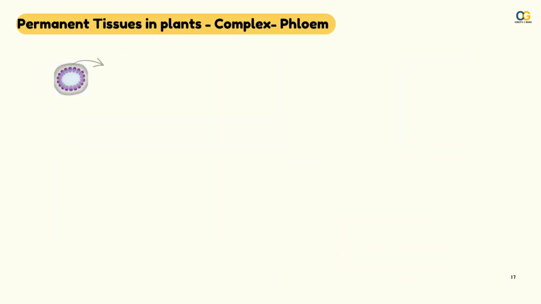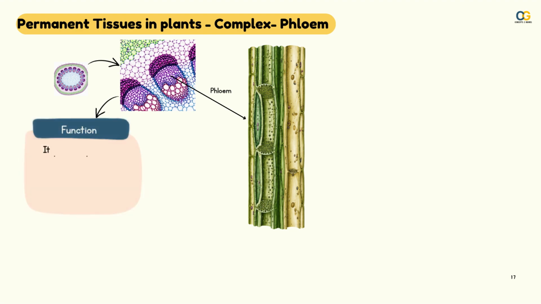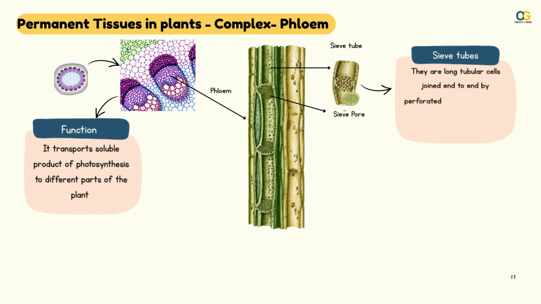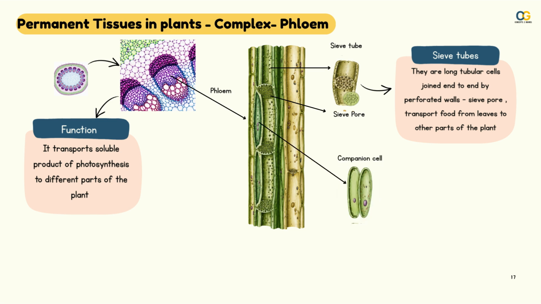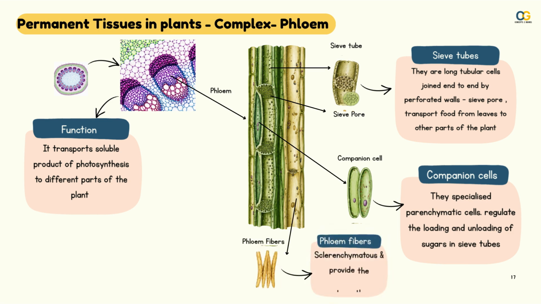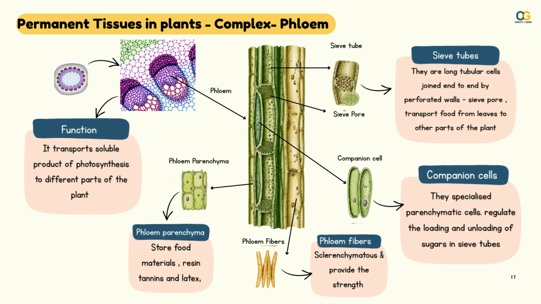Coming to the other conducting tissue, phloem, whose function is to transport the soluble products of photosynthesis to different parts of the plant, consists of a sieve tube with sieve pores, which are long tubular cells joined end to end by perforated walls or sieve pores to transport food from the leaves to other parts of the plant. The companion cells on the side are parenchymatous cells that regulate the loading and unloading of the sugars in the sieve tubes. Phloem fibers are the only sclerenchymatous tissue here that provides strength to this tissue. Phloem parenchyma store the food materials, resin, tannins, and latex. These are the two different kinds of conducting tissues in plants.